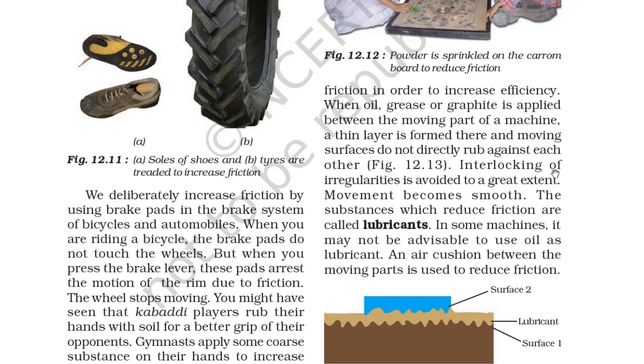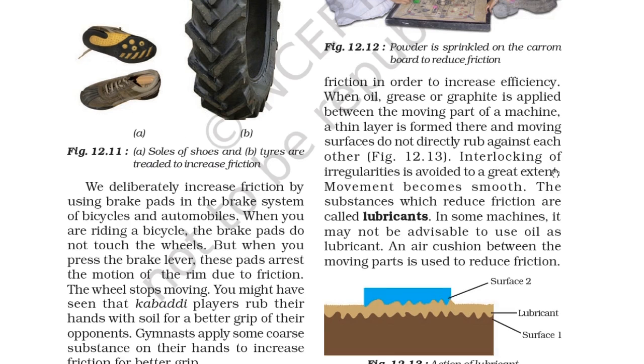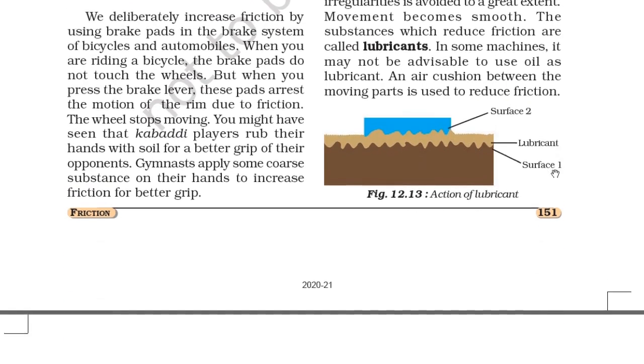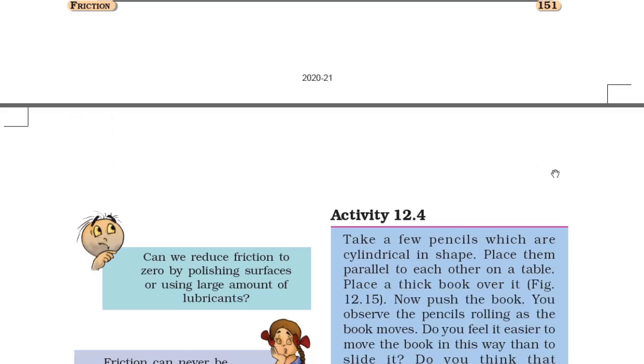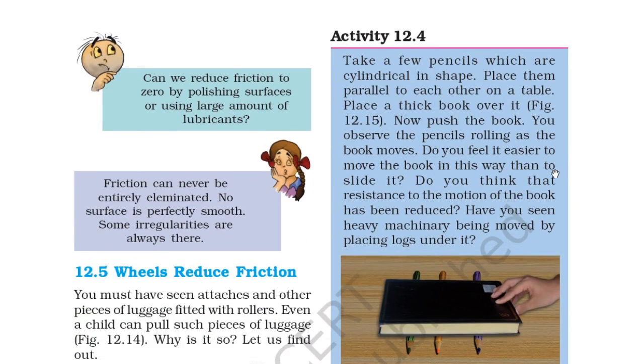In some machines, it may not be advisable to use oil as a lubricant, and an air cushion between the moving parts is used to reduce friction. Boojho asks, can we reduce friction to zero by polishing surfaces or using a large amount of lubricant? Paheli says friction can never be entirely eliminated. No surface is perfectly smooth. Some irregularities are always there.